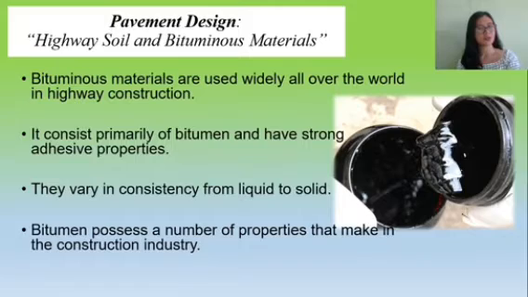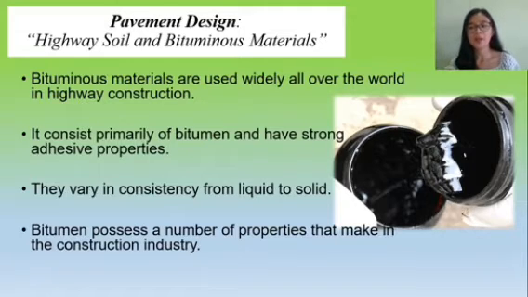Bituminous materials are widely used all over the world in highway construction. They consist primarily of bitumen and have strong adhesive properties. Their color ranges from dark brown to black. Bitumen materials are usually fairly hard at normal temperature, and when heated, they soften and flow. Also, they vary in consistency from liquid to solid.